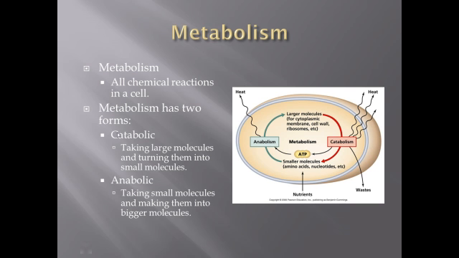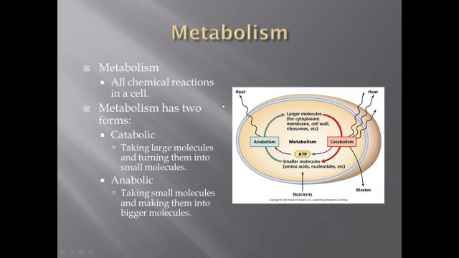The first one is called catabolic metabolism. A catabolic metabolism is taking a large molecule and turning it into a smaller molecule. So if you have a large molecule like glucose, which is sugar, and you want to turn it into carbon dioxide and water, you have to go through a catabolic reaction, because we're taking a big molecule that's 6 carbon, 12 hydrogen, 6 oxygen, and breaking it down into carbon dioxide and H2O, both of which are much smaller molecules.